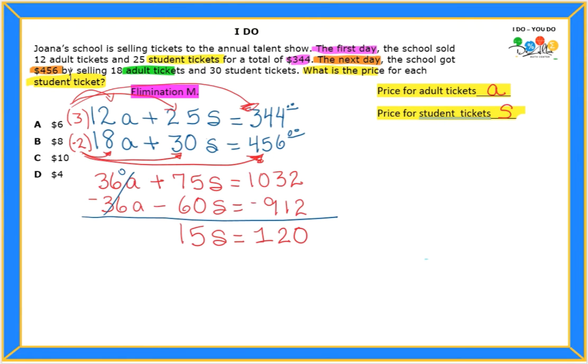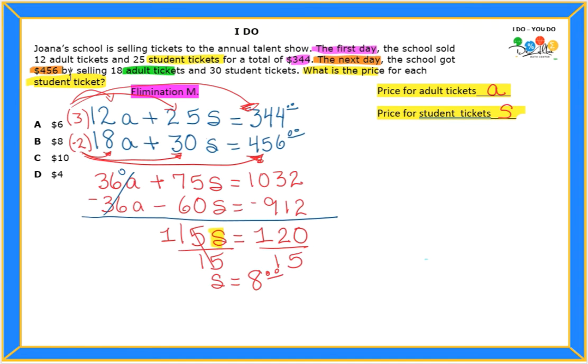And I see that s now is all by itself, and that's what I wanted, right? I want to find the value for s, okay? So what I need to do next, I need to eliminate the 15, which is multiplying the s. Therefore, I am going to divide by 15. Whatever I do on one side, do it to the other side, okay? So 15 divided by 15 is 1. So I am going to get s equals 120 divided by 15 is 8.